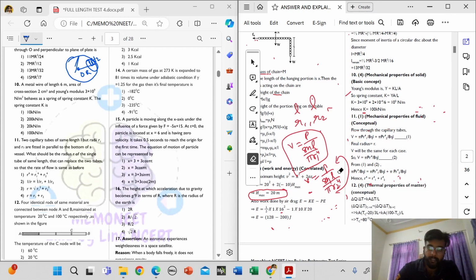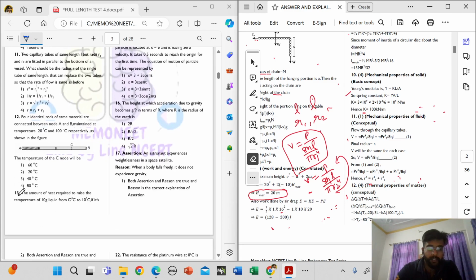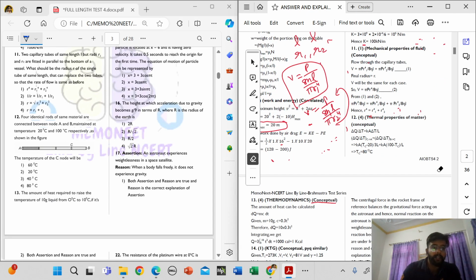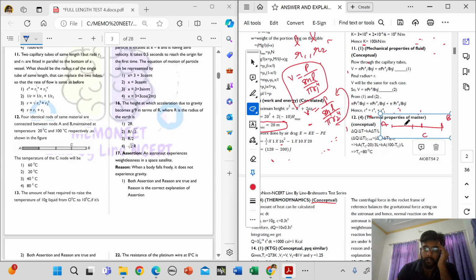Now the next one is the 12th question. Four identical rods of the same material are connected between the points A and B, maintained at temperatures 20 degrees Celsius and 100 degrees respectively, as shown in the figure. Such a question you can solve easily. We are given a rod with points A, B, and here it is C, and these are 1, 2, 3, 4. This is a rod having four parts.